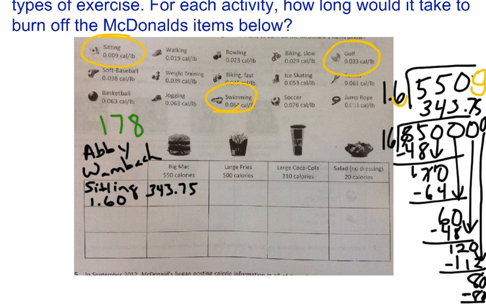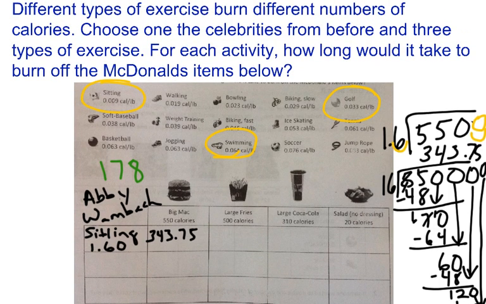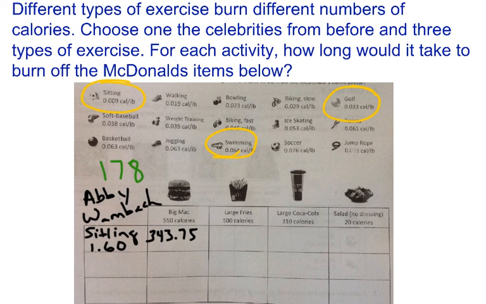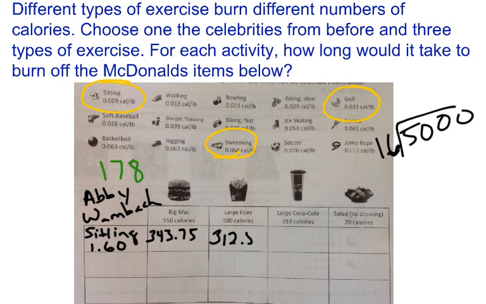So you're going to do the same thing with the large fries as well. So the nice thing is I already know that it's 1 6/10 for sitting, and now I just need to do the same thing and divide 500 divided by 1 6/10. And I know I'm moving the decimal once, add a 0, which would give me 312.5. You're going to do the same thing with the large Coca-Cola, the salad, and no dressing. And then you would do the same thing, of course, for any other activities.